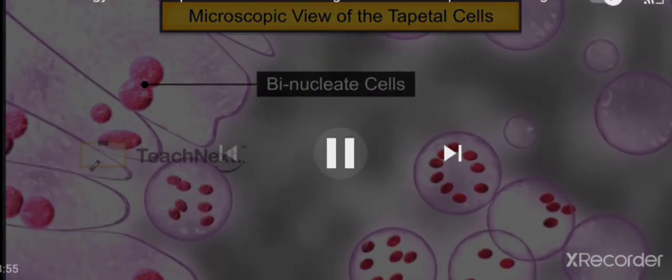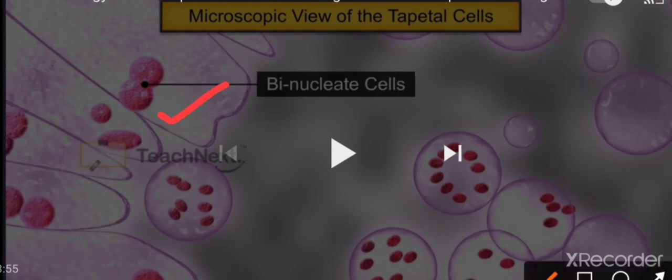This is the tapetum, the tapetal cell. Here you can see the tapetal cell. It is binucleate, isn't it? In the microscopic view of tapetal cells, you can see they are binucleated. So why are tapetal cells binucleated? Yes, because they undergo mitosis, but it is not followed by cytokinesis. That's why the tapetal cell is binucleated.